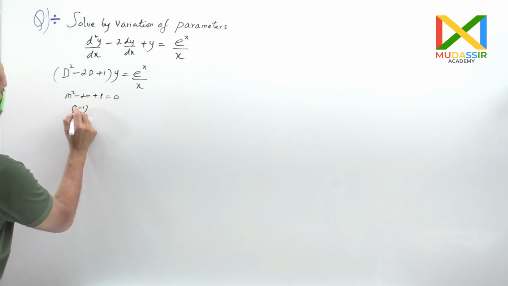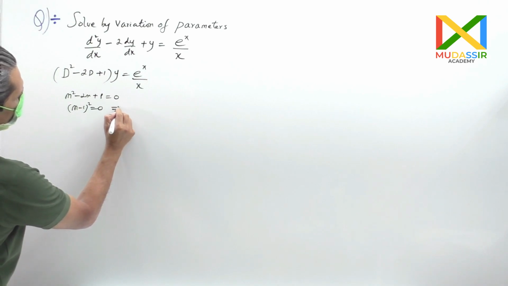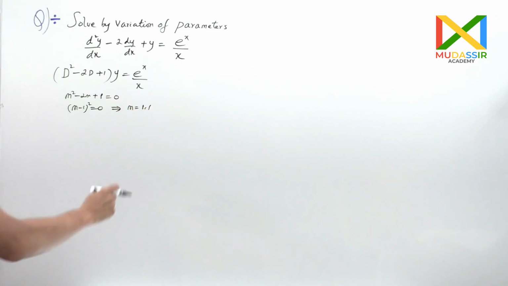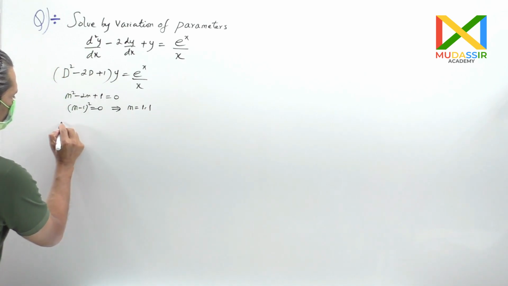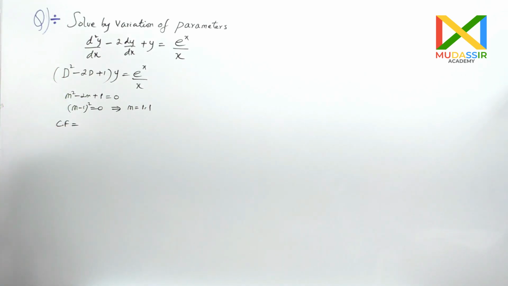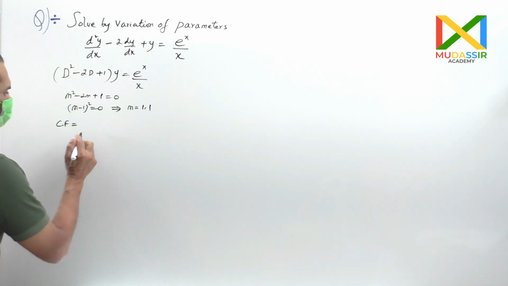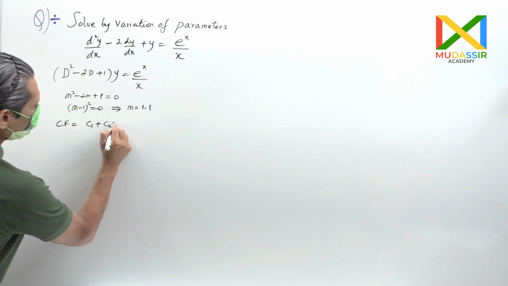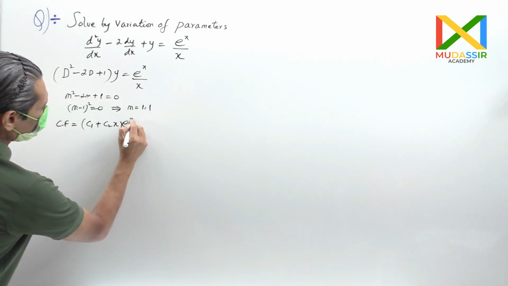This will be (m minus 1)² is equal to 0. Very easy thing. So m is equal to 1, 1, right? So we have found our roots here. Now the CF will be... see here, in variation of parameters, be careful about the roots and the CF, because the entire solution depends on the CF. If the CF goes wrong, then the whole solution is waste. So CF is equal to (C1 plus C2 x) e^x for repeated roots.